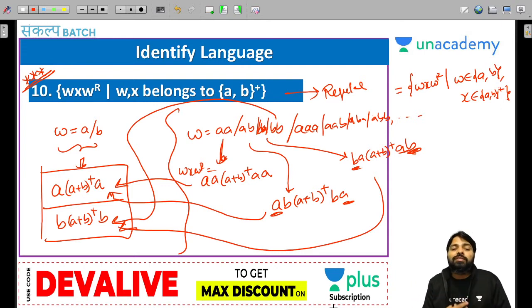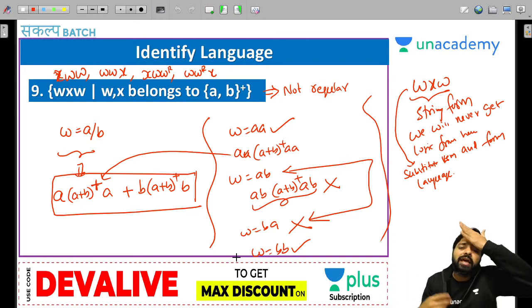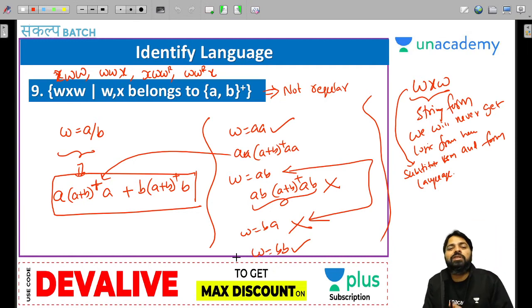Because what you are looking at with the W is possible without W, right? Understand the concept, the intuition. But in the previous problems, XWW, WXW, WWX, XWW power R, WW power RX, all of them are not regular when you have (a,b) whole plus. So there you will not get it without W.